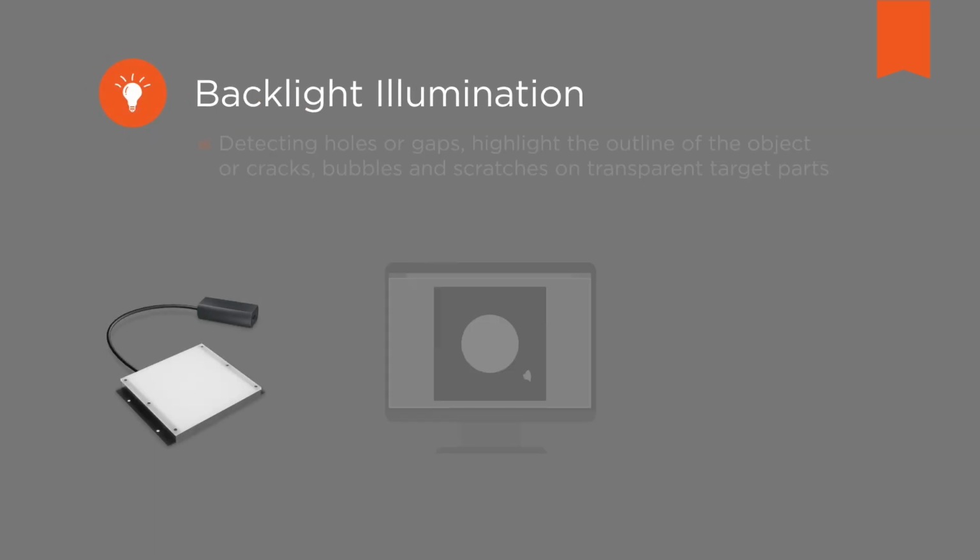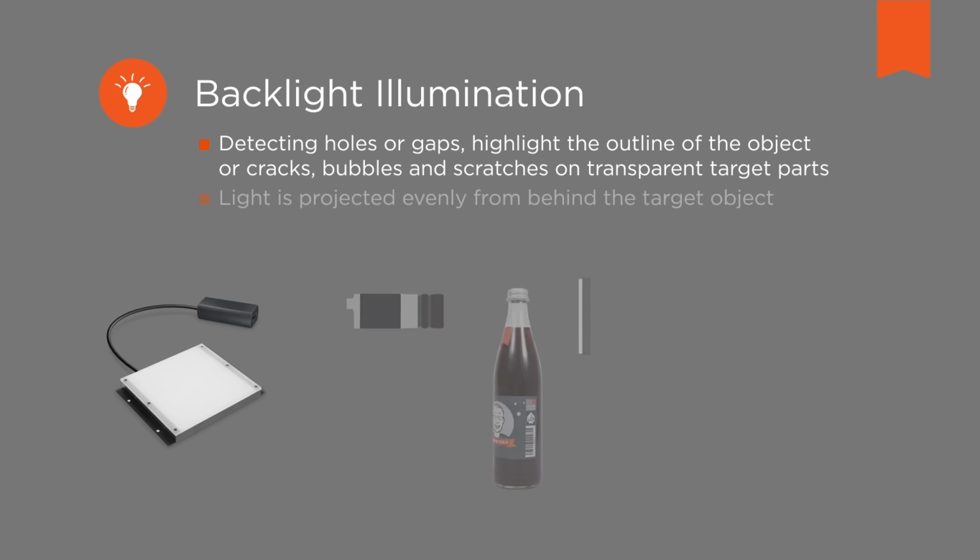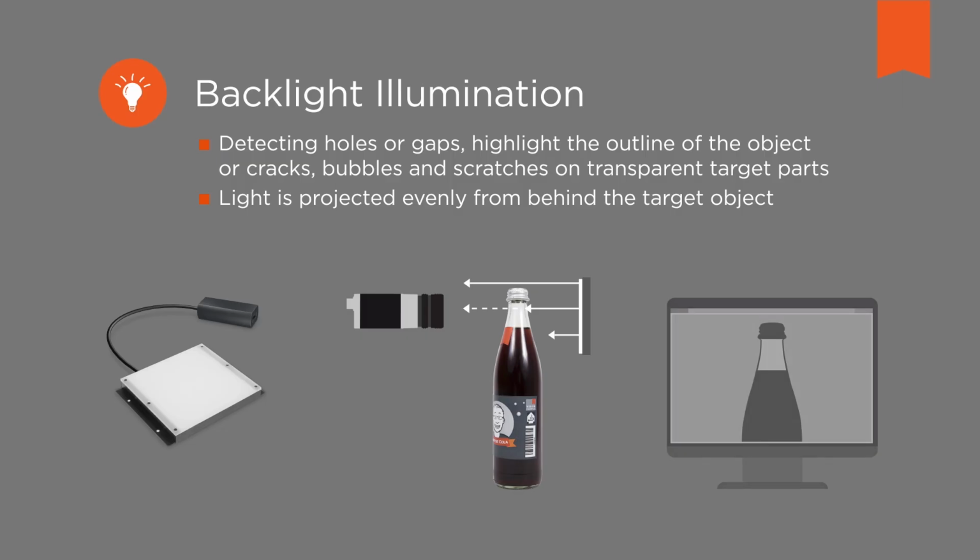The backlighting technique is useful for detecting the presence or absence of holes or gaps, for measuring or checking the outline shape of the target object, and for improving the visibility of cracks, bubbles or scratches on transparent target parts. Therefore, the light is projected evenly from behind the target object, emphasizing its outline. With this type of illumination, it should be noted that surface details are lost.